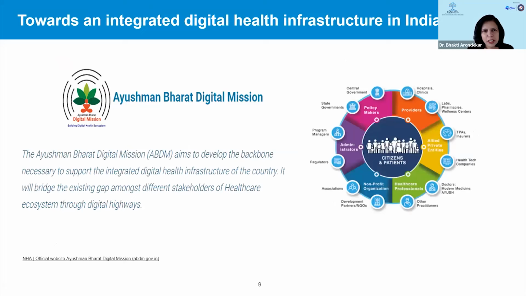Now that we've looked at real world data, and in preparation for this particular talk, I was very curious to see what are some of the initiatives and progress that has been done in our country on building this digital health infrastructure. And I was actually very excited to identify this particular initiative. It's an initiative that's sponsored by the National Health Data Mission, and it's called the Ayushman Bharat Digital Mission. The vision is what you see on the screen here. So Ayushman Bharat Digital Mission aims to develop the backbone that's necessary for supporting the integration of the digital health infrastructure in the country. So it's a very ambitious vision. It's a very timely vision, and it's a vision that will really progress the conduct of observational research in India. So it's very exciting.